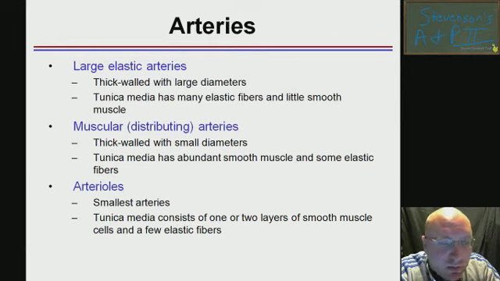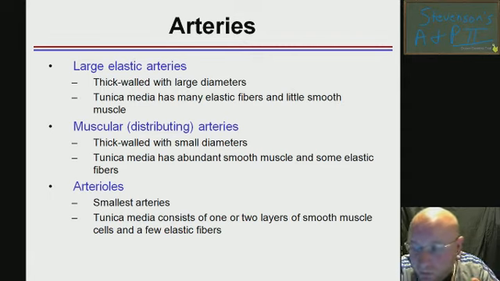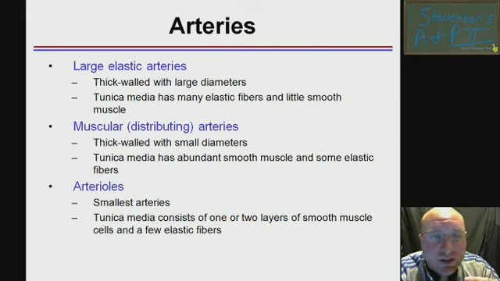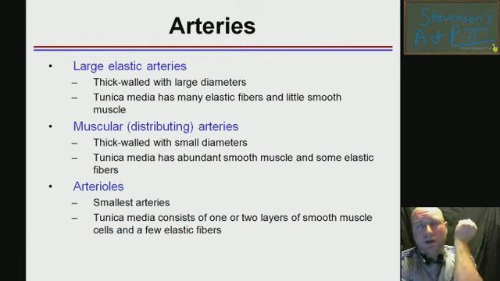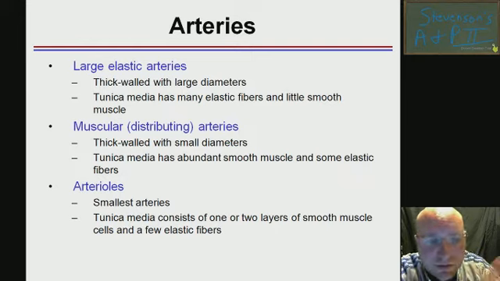And then you have the muscular or the distributing arteries. These are further away from the heart and are towards the extremities of the body. These are thick-walled with small diameter, so there's more muscle than there is actually an opening for the blood. The tunica media has a lot of smooth muscle and some elastic fibers. And then you get down to the arterioles, where you're getting closer to the capillary beds. These are the smallest arteries, and the tunica media, or the middle of it, consists of 2 layers of smooth muscle cells and a few elastic fibers.